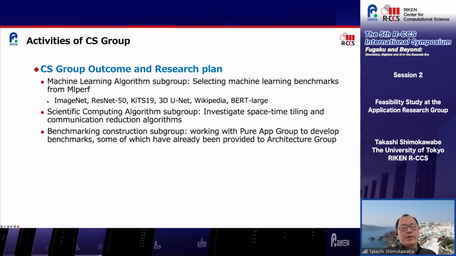And the CS group is working on the following activities. The machine learning algorithm subgroup selected the machine learning benchmarks from MLPerf, and the scientific computing algorithm subgroup is investigating space-time tiling and communication reduction algorithms. The benchmark construction subgroup is working with the pure application group to develop the benchmarks, some of which have already been provided to the architecture research group.